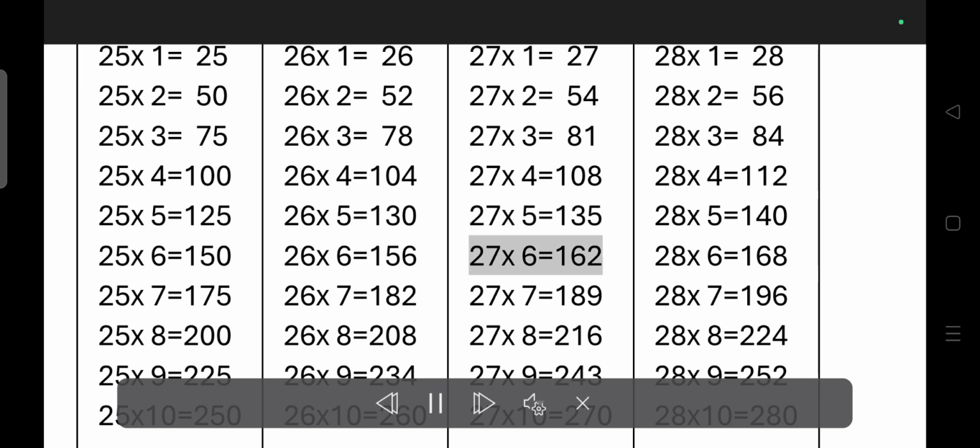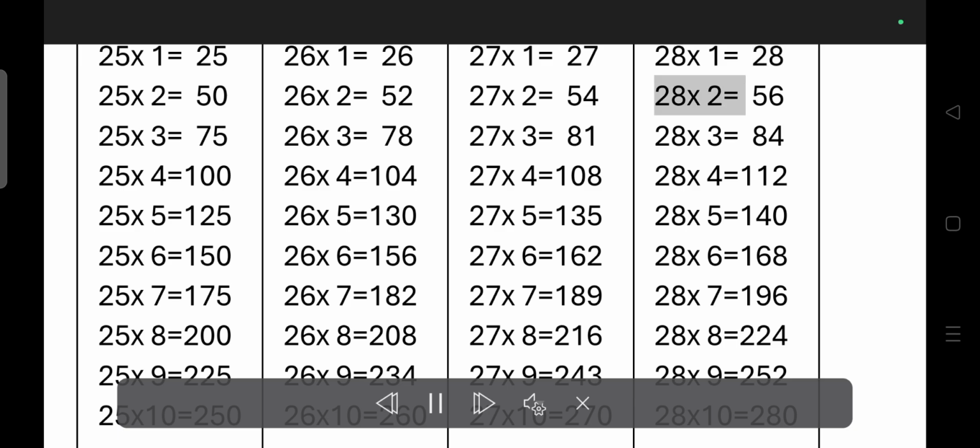27 times 6 is equal to 162. 27 times 7 is equal to 189. 27 times 8 is equal to 216. 27 times 9 is equal to 243. 27 times 10 is equal to 270.